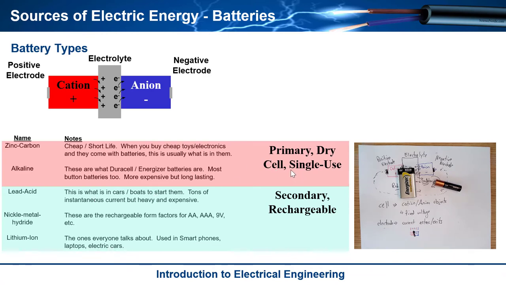Going back to the primary, one thing I didn't mention is a lot of times you'll hear these called dry cell, and it's because the electrolyte is usually not a liquid. It's usually a powder substance that does all the things that an electrolyte does, and so you'll hear them called a dry cell.